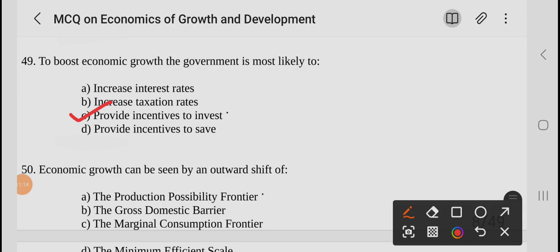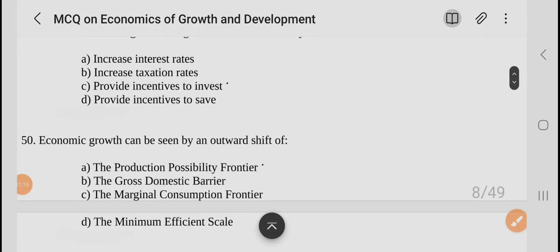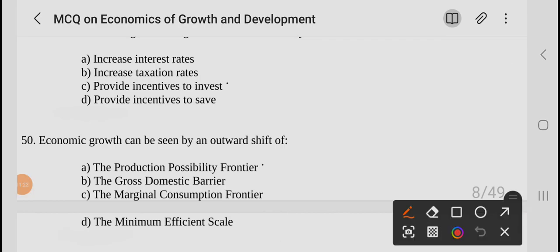So this is for the economic growth. Next one. Economic growth can be seen by an outward shift of the production possibility frontier.